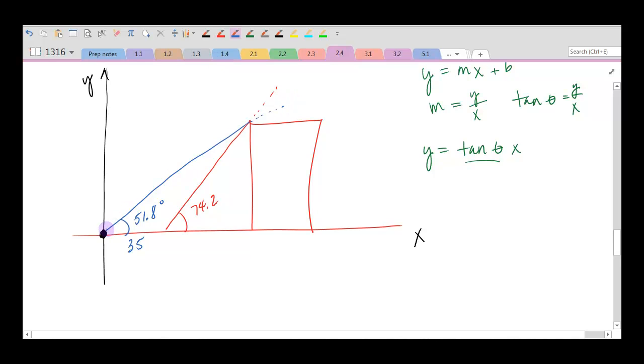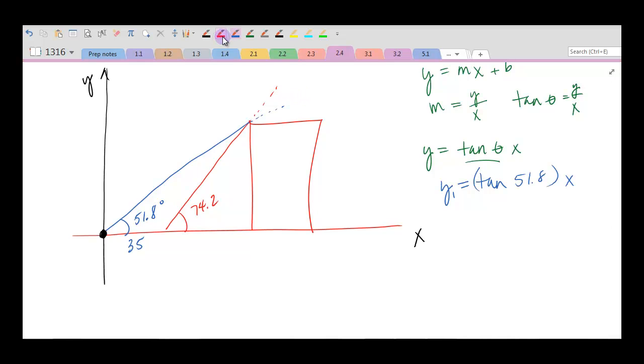Now, the first equation we're going to take on is the blue line that I have right here. That blue line is centered at the origin. Okay, and I know that that equation, which is going to go on the y1, looks like the tangent of 51.8 times x. That's the equation of that line right there.